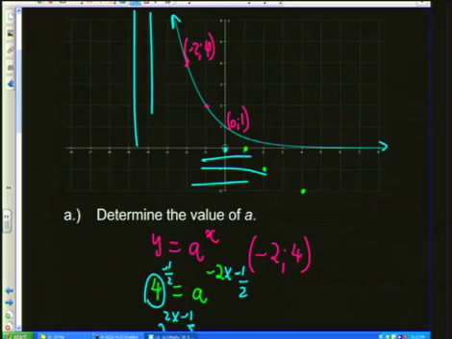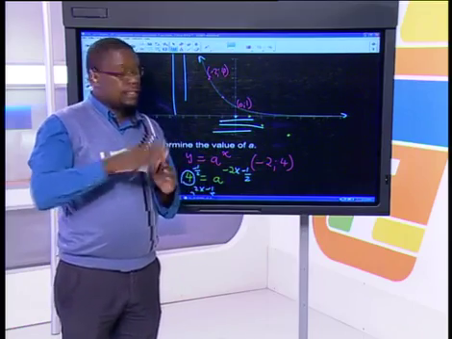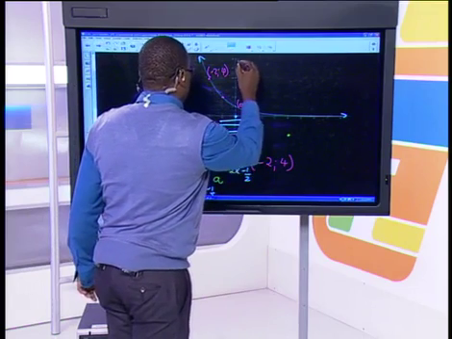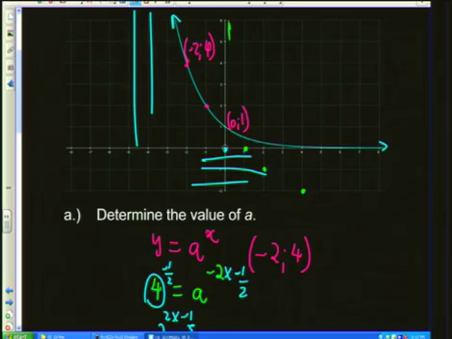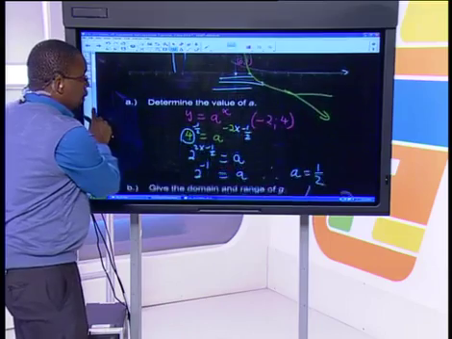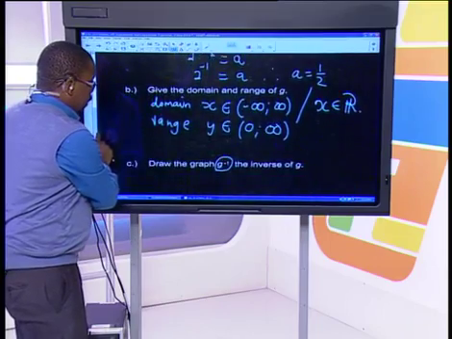And remember, it was asymptotic to the x-axis. Now it's going to be asymptotic to the y-axis. Remember, with our inverse, it's a reflection through y equals x. So this is your new graph, and in this case, it's the inverse. You'll do it nicely at home. All right, so you've got the inverse there.